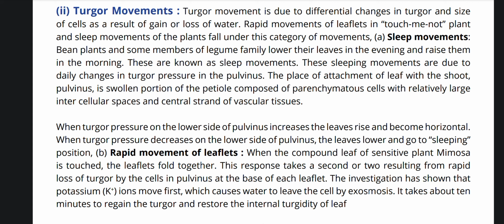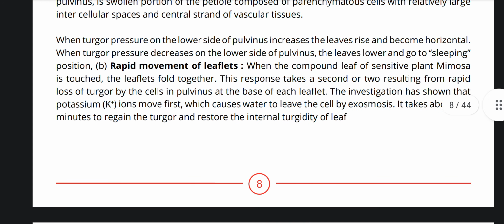These sleeping movements are due to daily changes in turgor pressure in the pulvinus. The place of attachment of leaf with the shoot is called the pulvinus. It is the swollen portion of the petiole composed of parenchymatous cells with relatively large intercellular spaces and central strand of vascular tissue. When turgor pressure on the lower side of the pulvinus increases, the leaves rise and become horizontal. When turgor pressure decreases on the lower side of the pulvinus, the leaves lower and go to sleeping position.